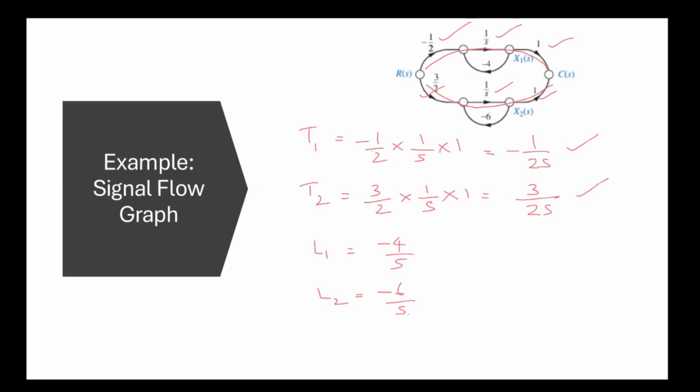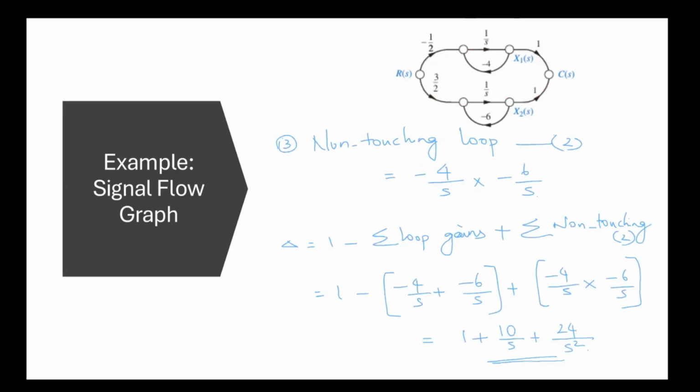And there are two loops here. The first loop is this one. The gain of that loop is -4/s. The second loop is this one, and the gain of that loop is -6/s. Next, we have to calculate the non-touching loops. Here the non-touching loops are two, and the gains multiplied are -4/s multiplied by -6/s. To calculate delta, we use the formula 1 minus summation of the loop gains plus summation of the non-touching loops taken two at a time.